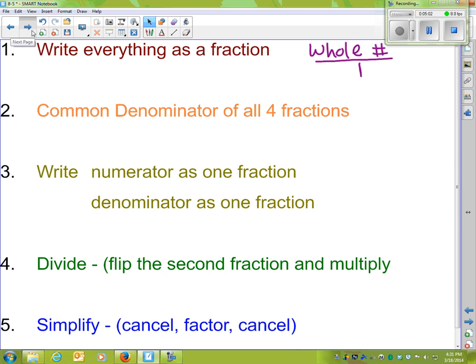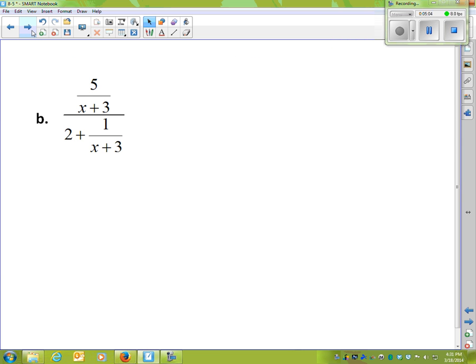Let's try these steps here on our last example. 5 over x plus 3 divided by 2 plus 1 over x plus 3. The first step was to write everything as a fraction. So I'm going to take my whole number 2 and make it 2 over 1.